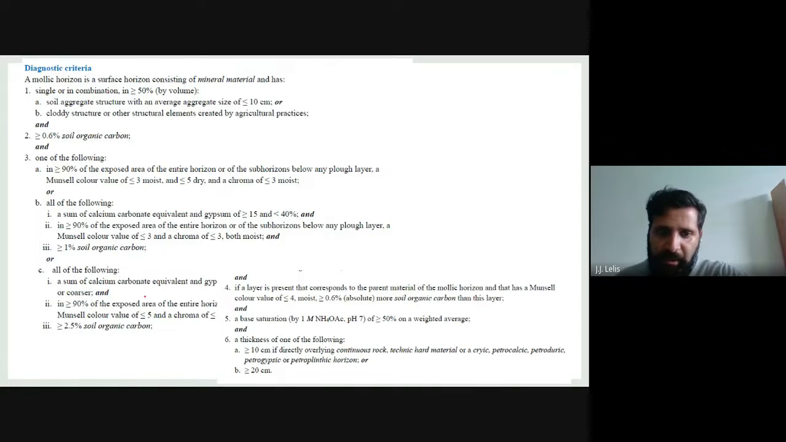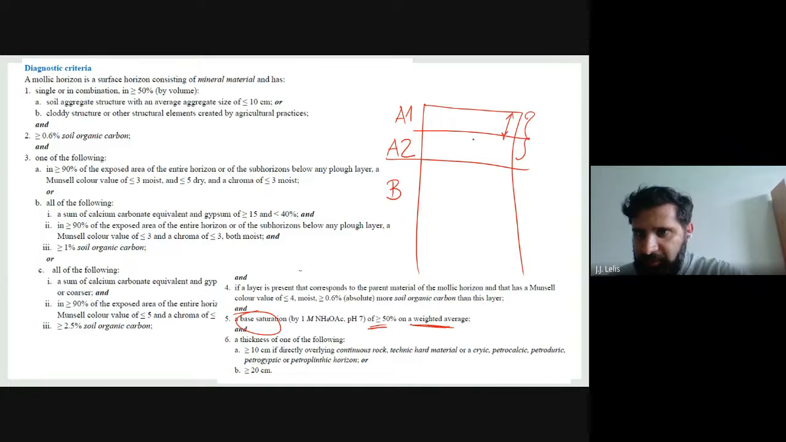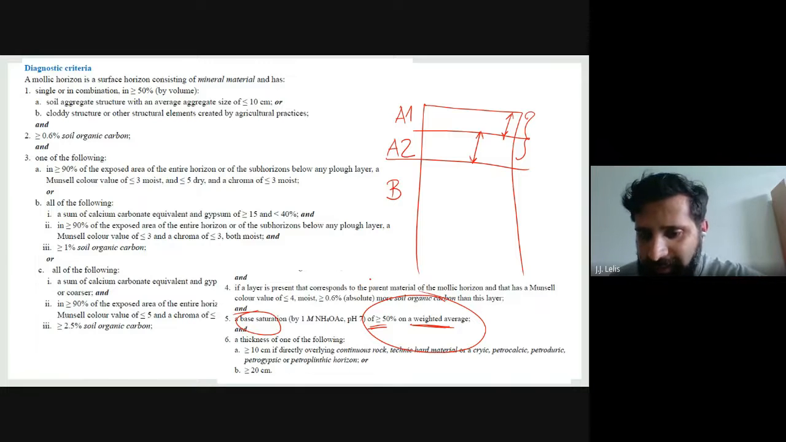Okay. The base saturation should be at least 50%. In a weighted average, so if we present more than one mollic horizon, like A1 and A2 and now a B horizon, we need to calculate the weighted average according to the depth, the thickness of these materials. So the base saturation should be equal or higher than half, than 50%.